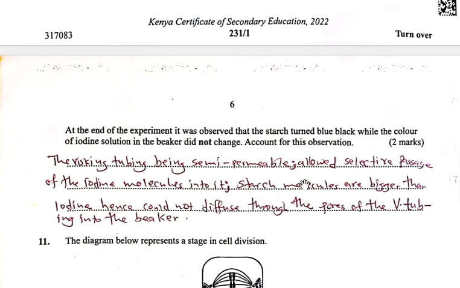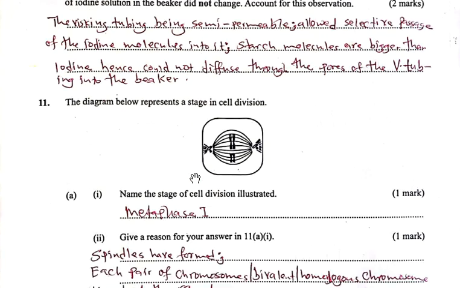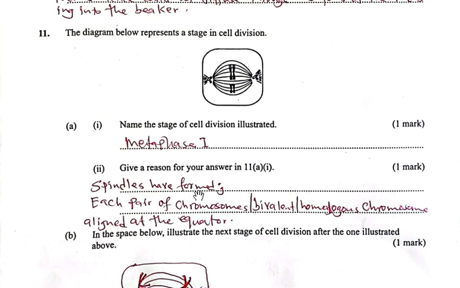And in this case, the whisking tubing is semi-permeable. It allowed selective passage of iodine molecules into it. Starch molecules are bigger than iodine, hence could not diffuse through the pores of the whisking tubing into the beaker. Next question, 11. The diagram below represents a stage in a cell division.